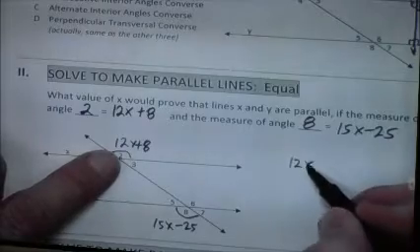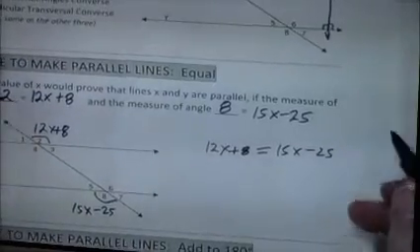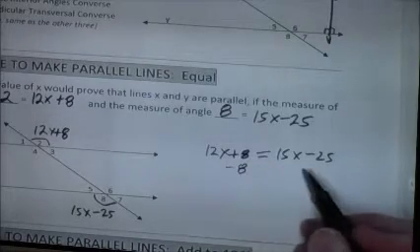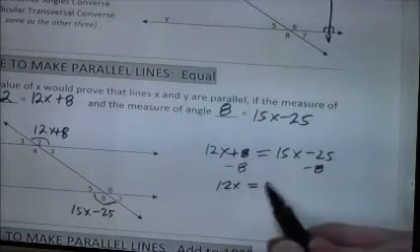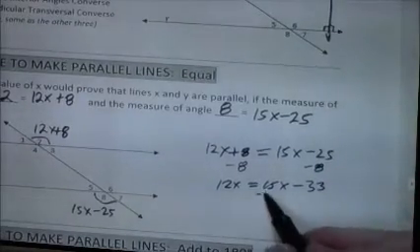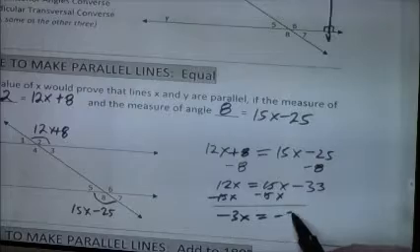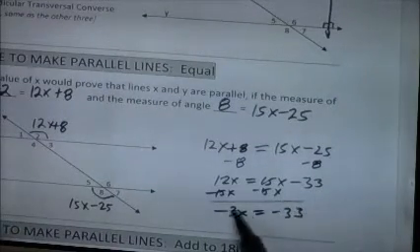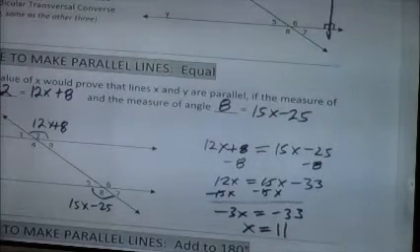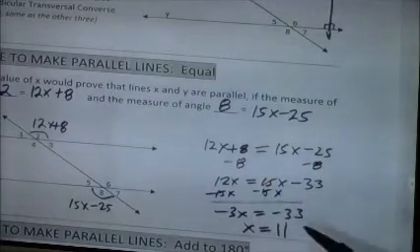So what we do here is we simply do 12x plus 8 equals 15x minus 25. And then it's a matter of working out the math with it. So if I subtract 8 here, I get 12x equals 15x minus 33. And then subtract 15x and subtract 15x, and I get negative 3x equals negative 33. And when you divide both sides by negative 3, you get x is equal to a positive 11.